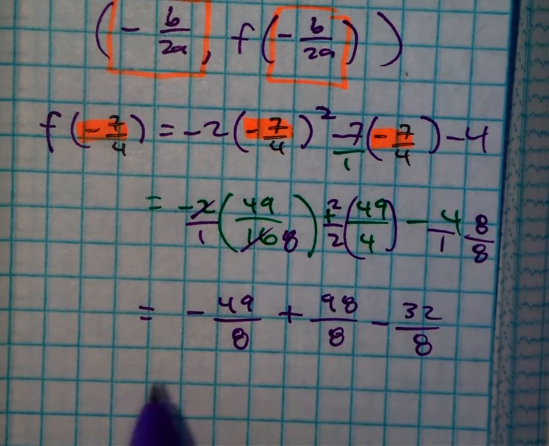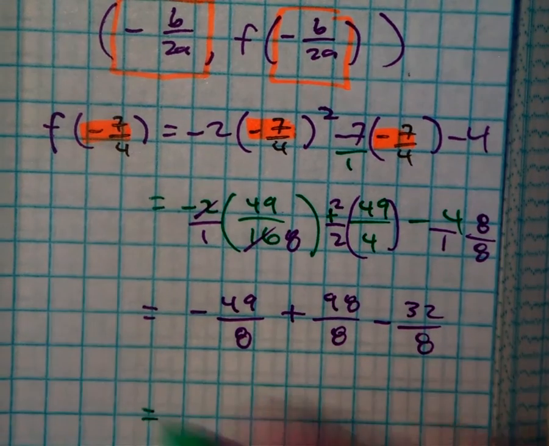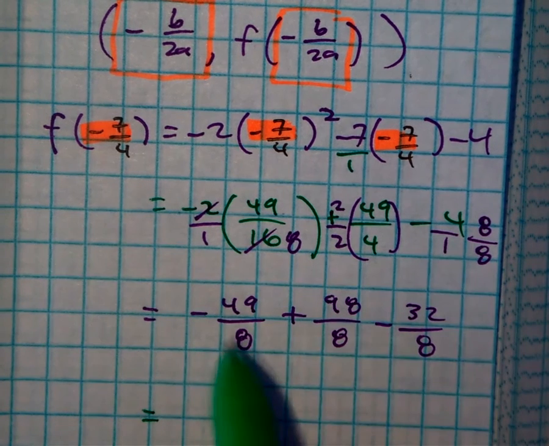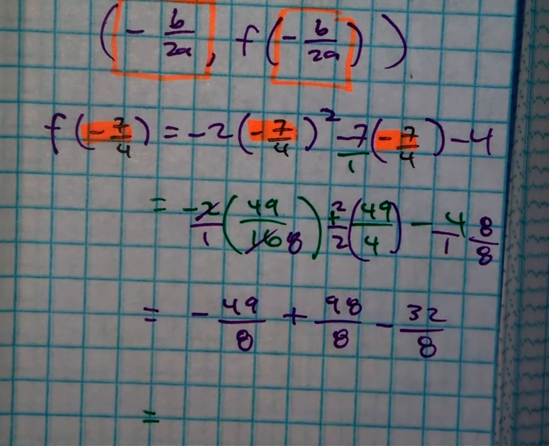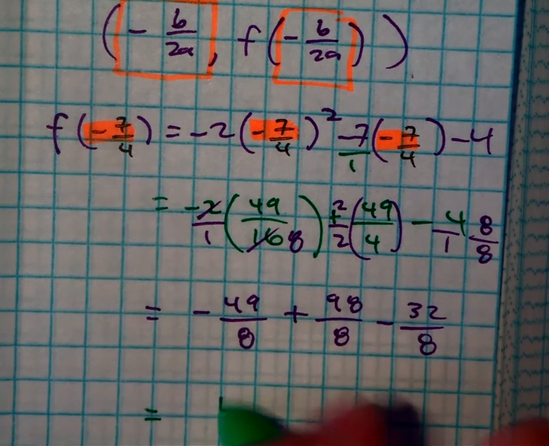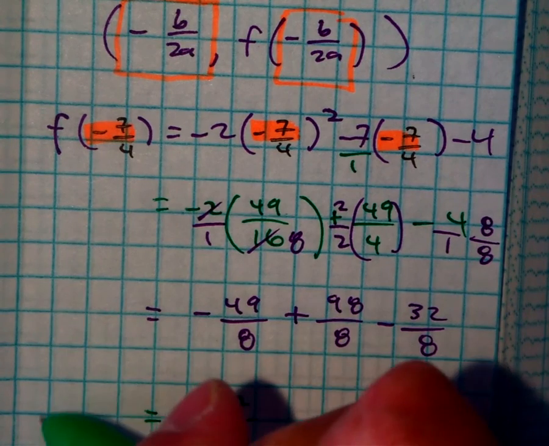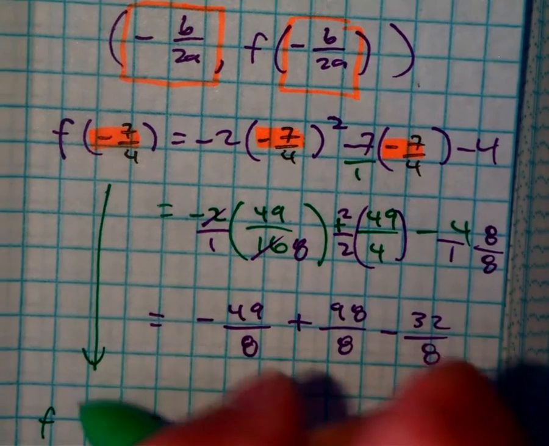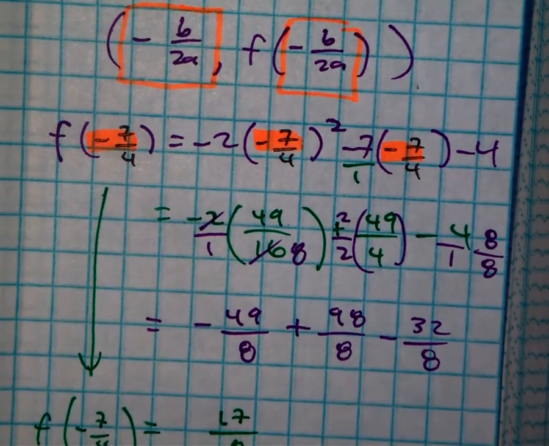And the reason why I did that is now I can just combine all the fractions. So negative 49 plus 98 gives me 49, and 49 minus 32 gives us 17 over 8. So f of negative 7/4 equals 17 over 8.